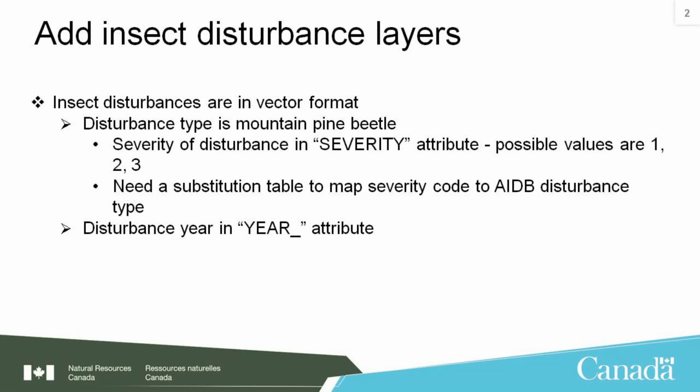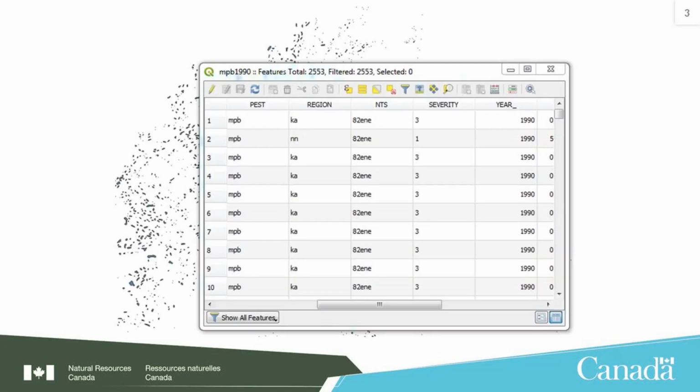A substitution table is needed to map the severity values to disturbance types in the archive index database. We'll demonstrate how to do that in the tiler. If you were going to open up the layers in a GIS program, this is what you'd see. Some polygons with an attribute table as shown here. We're interested in the severity attribute.